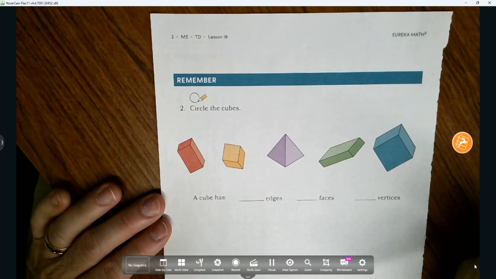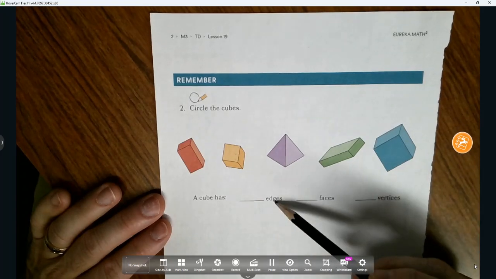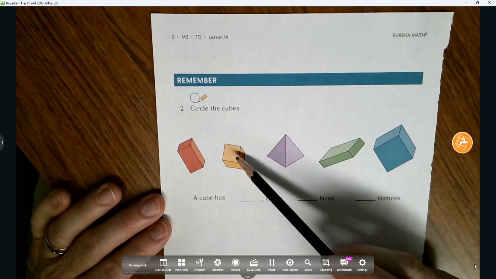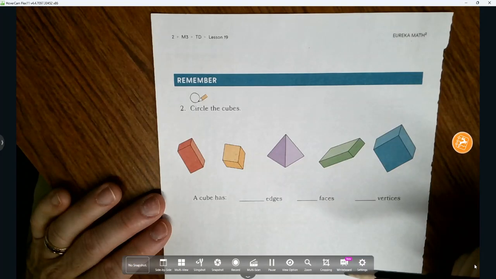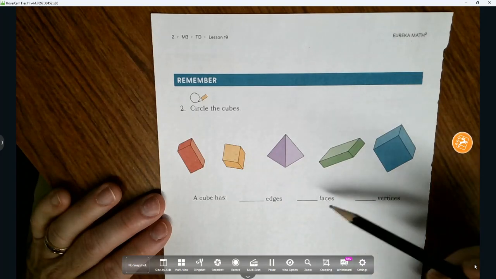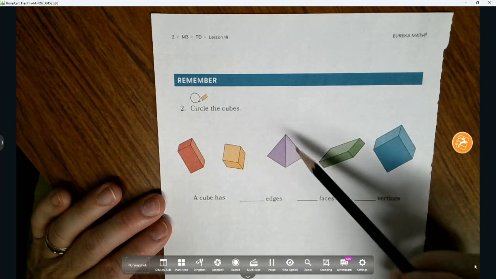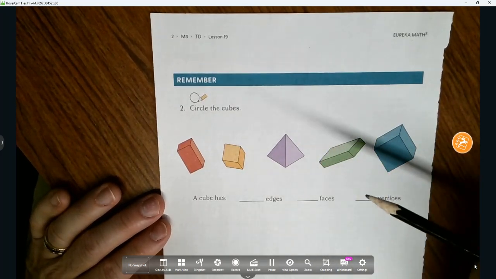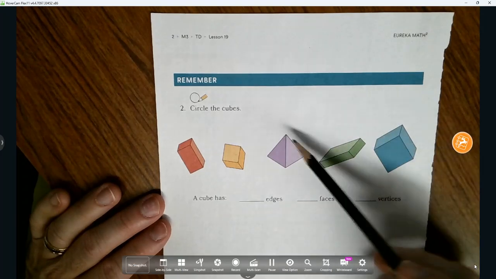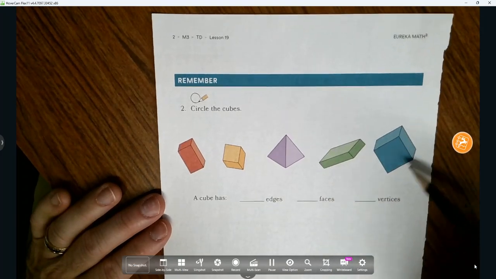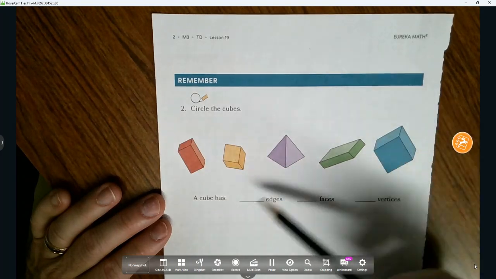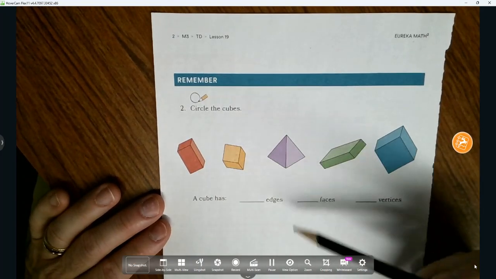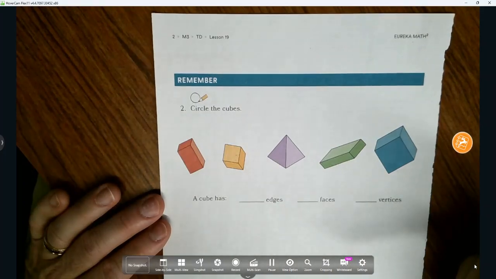Then remember, you got to count all the edges. That's all the straight lines that you can see and can't see because these are 3D shapes. You got to count all the faces. If you went all the way around the shape, how many flat spots would you see on the shape? And vertices, those are all the points that you see around the shape. Remember, this is asking for 1. How many does a cube have? A cube, 1 cube. All right?